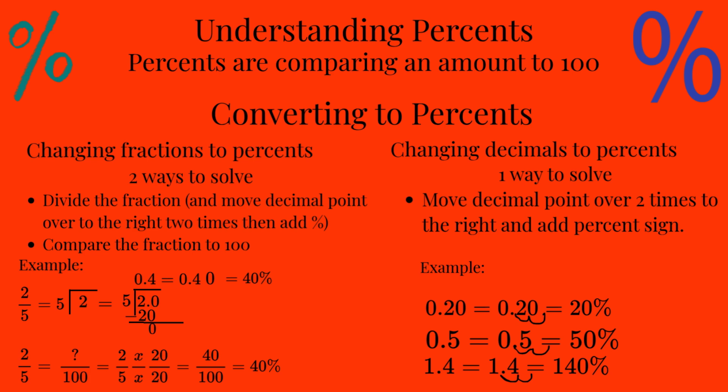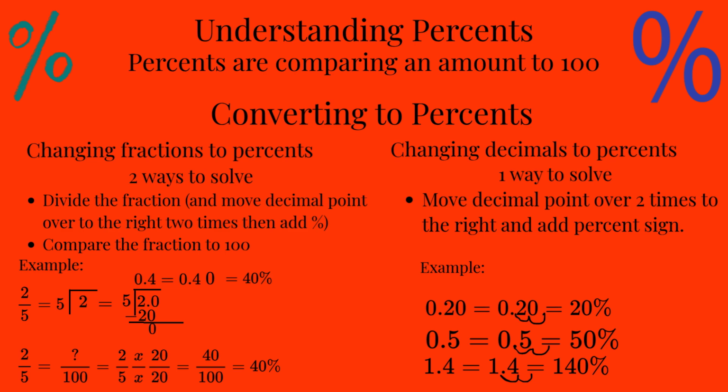40 over 100 equals 40%, which is the same answer when we divided the fraction, which lets me know that 40% is the correct answer because we got the same answer doing both methods.